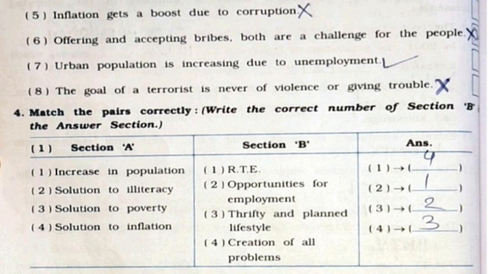First one, increase in population. It's option number 4, creation of all problems. Second, solution to illiteracy. It's option number 1, RTE, that is right to education. Third, solution to poverty. It's option number 2, opportunities for employment. Fourth, solution to inflation. It's option number 3, thrifty and planned lifestyle.